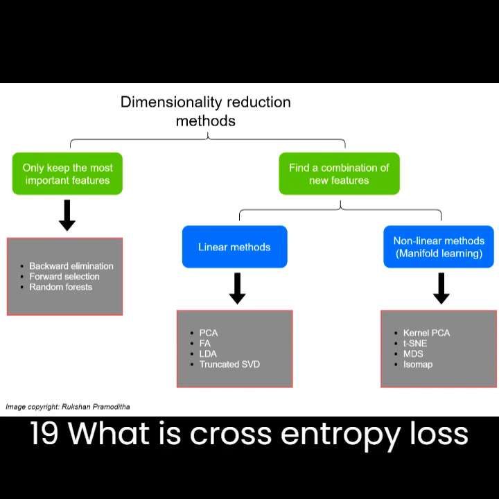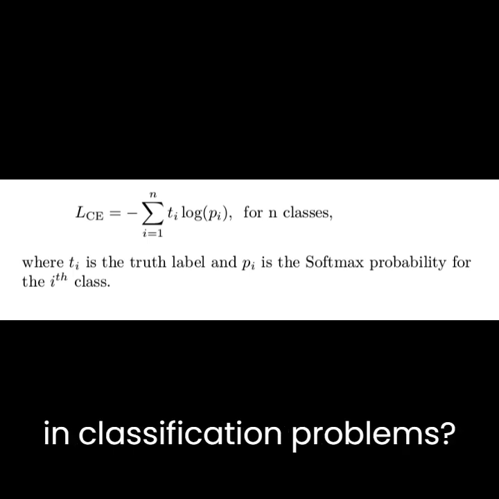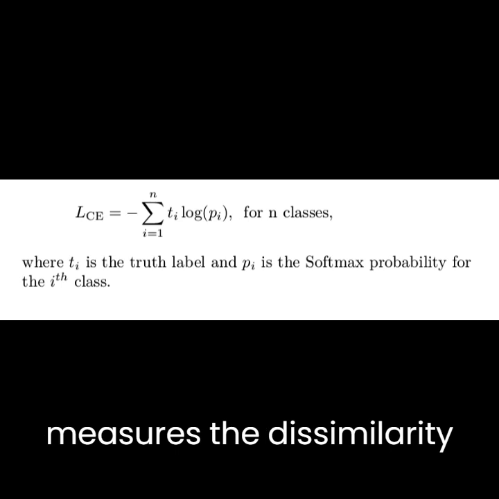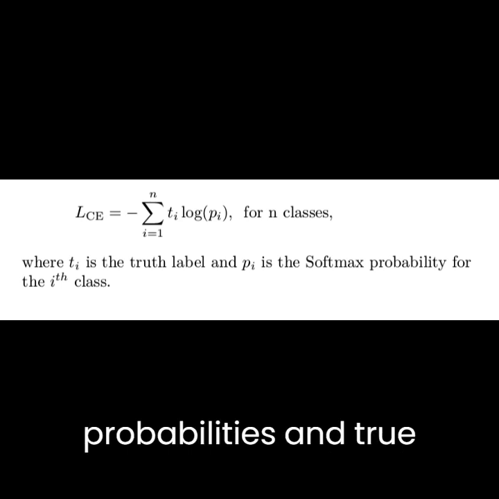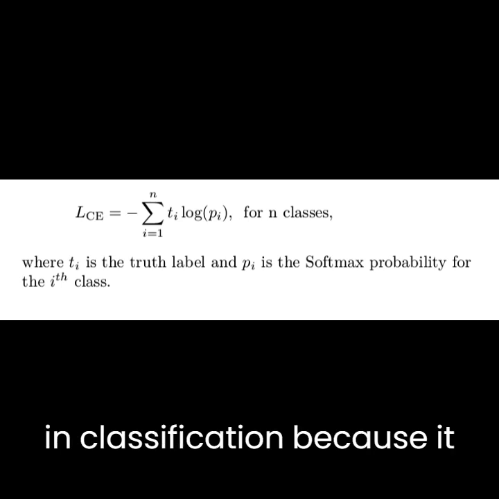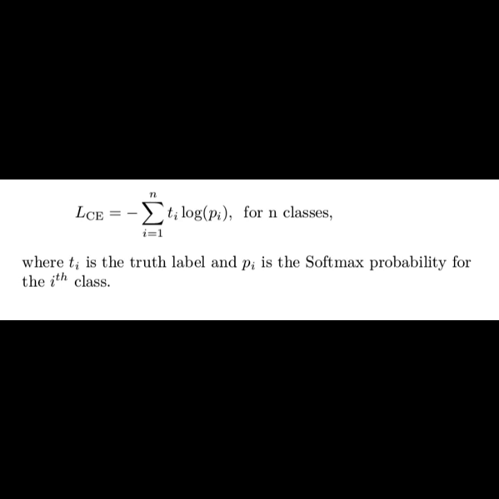19. What is cross-entropy loss, and why is it commonly used in classification problems? Answer. Cross-entropy loss measures the dissimilarity between predicted probabilities and true labels. It is commonly used in classification because it encourages the model to make more confident predictions.